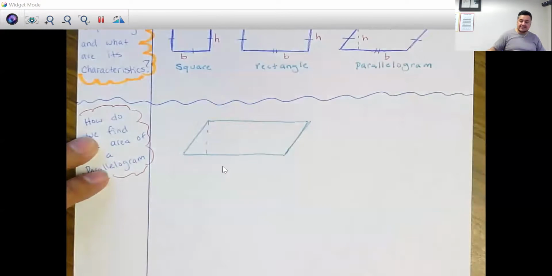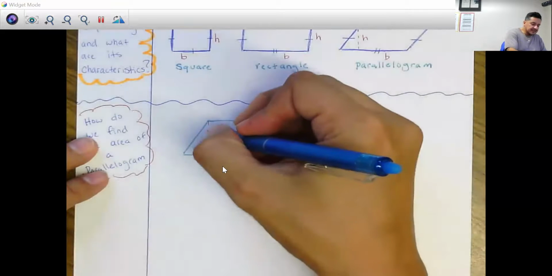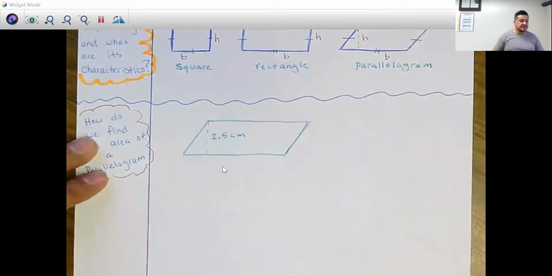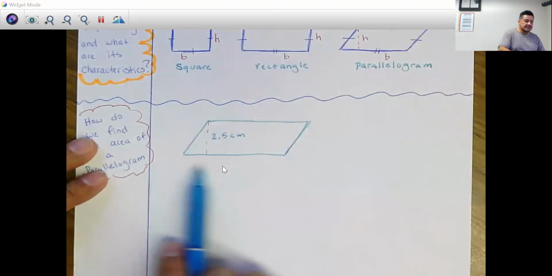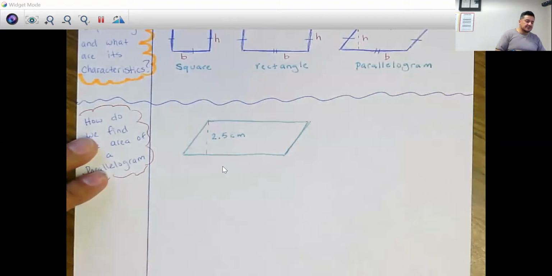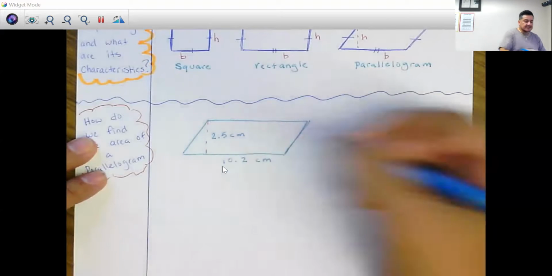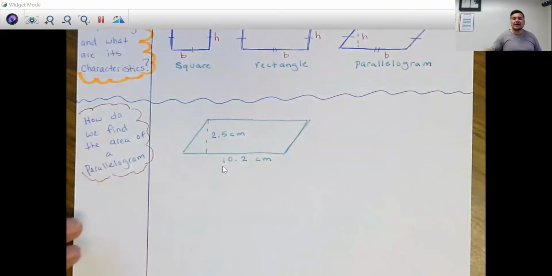All right, so let's say that this height is, let's say, 2.5 centimeters, okay? And let's say that this length, this base, right, is, I don't know, let's say 10.2 centimeters. I'm just kind of making some stuff up, right? So how do we find the area of this thing?